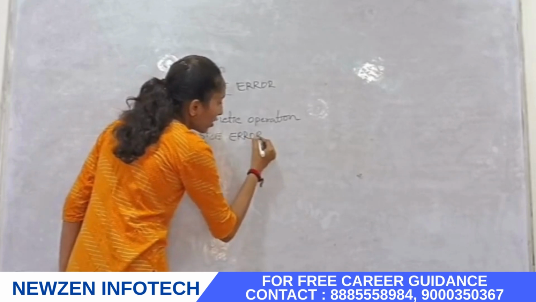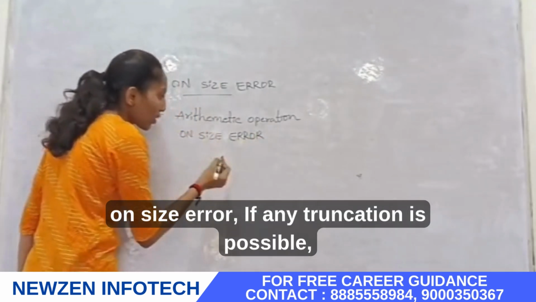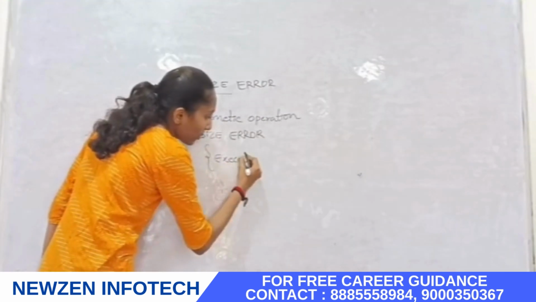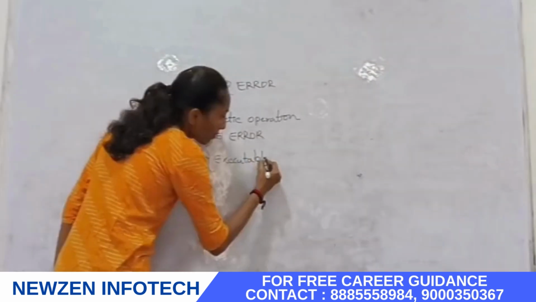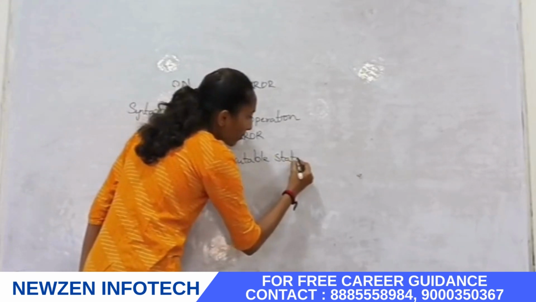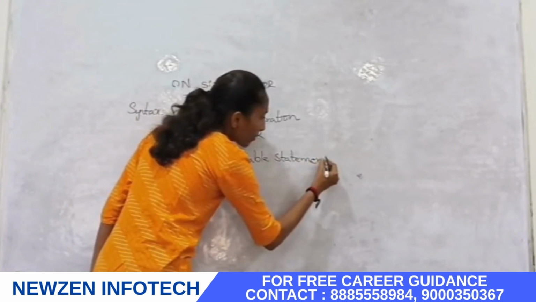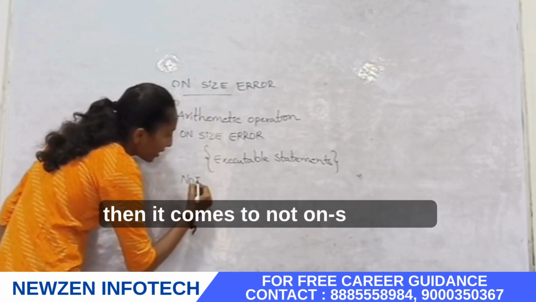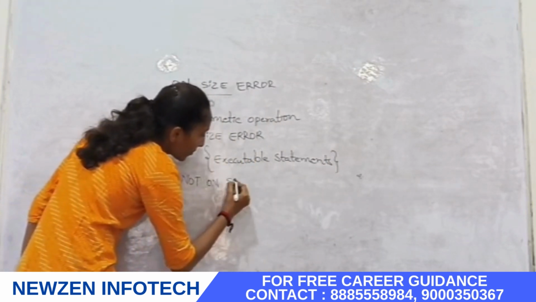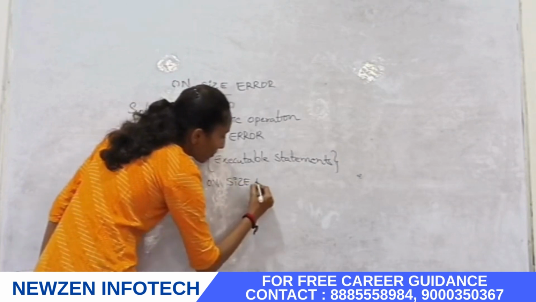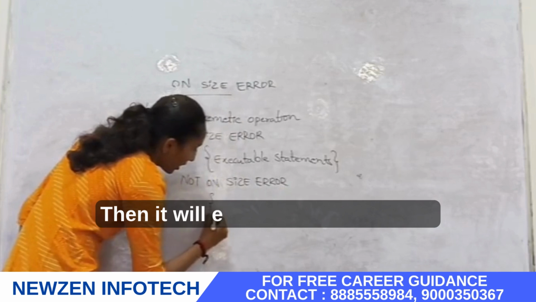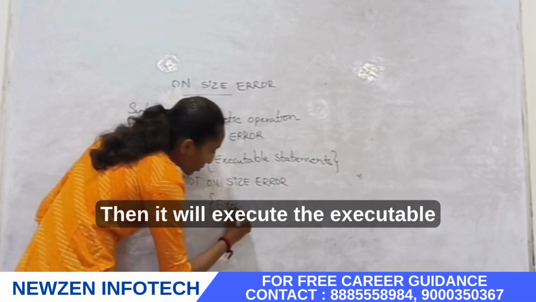ON SIZE ERROR. If any truncation is possible, ON SIZE ERROR will be activated. Then it comes to the executable statements. If no truncation is possible, then it comes to NOT ON SIZE ERROR. Then it will execute the executable statements.